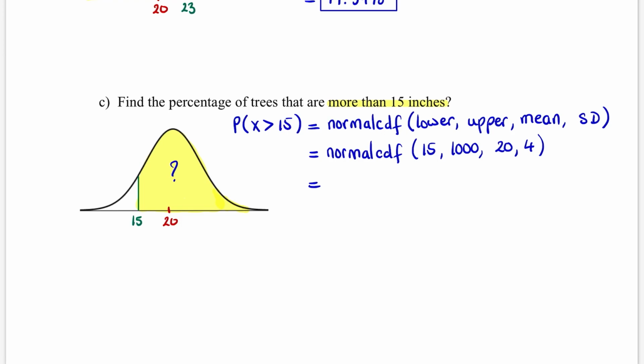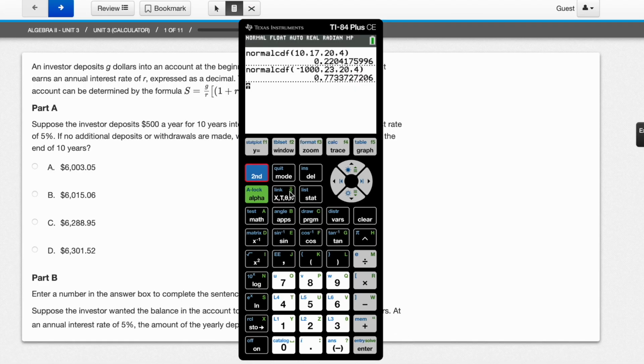And we'll put this in a calculator. Second, distribution. And then we choose the second one from the list, normal CDF. Lower bound is 15. Upper bound is a very large number, so I put in 1,000. Mean is 20 and standard deviation is 4. Enter, enter. And this is my answer.